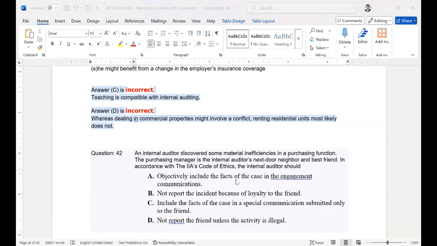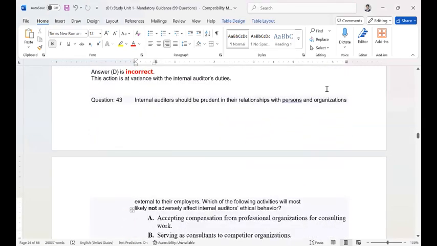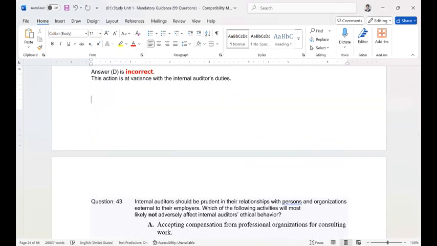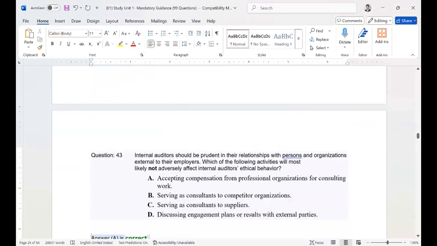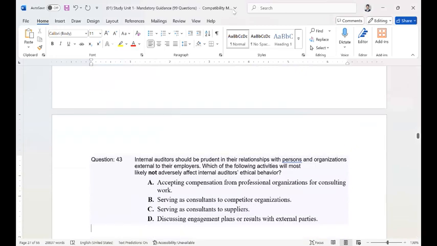Include the facts of the case in a special communication submitted only to the friend, that's bad. Not report the friend, no. So it's objectively include the facts. That's the answer. A. You have to be objective. Ideally, he should have recused himself from the audit. There might not be a real conflict of interest. Perception matters sometimes over real conflicts of interest.